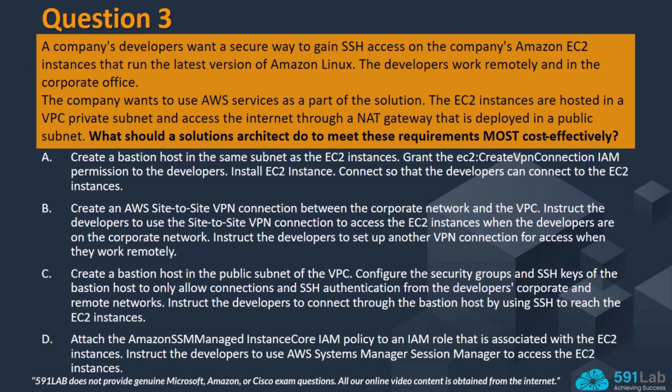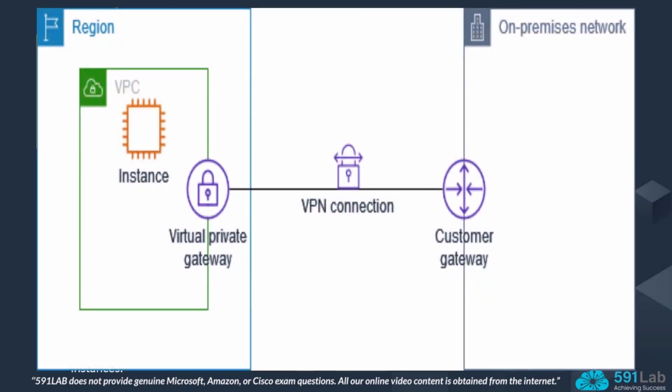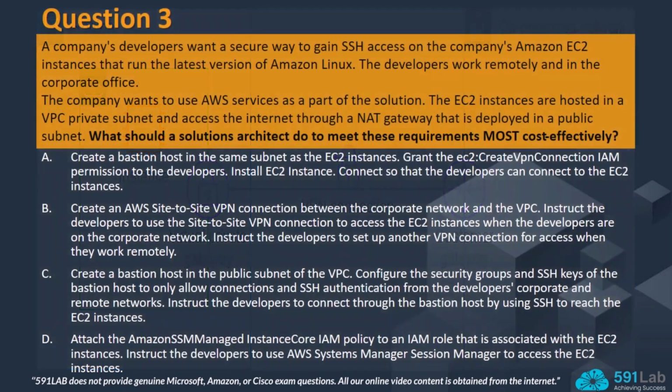Option B. Create an AWS site-to-site VPN connection between the corporate network and the VPC. Instruct the developers to use the site-to-site VPN connection to access the EC2 instances when the developers are on the corporate network. Instruct the developers to set up another VPN connection for access when they work remotely. While site-to-site VPN is a valid option, it can be more complex to set up and may involve additional cost. It might be overkill for a scenario where a more straightforward solution like Systems Manager is sufficient. This one is also incorrect.